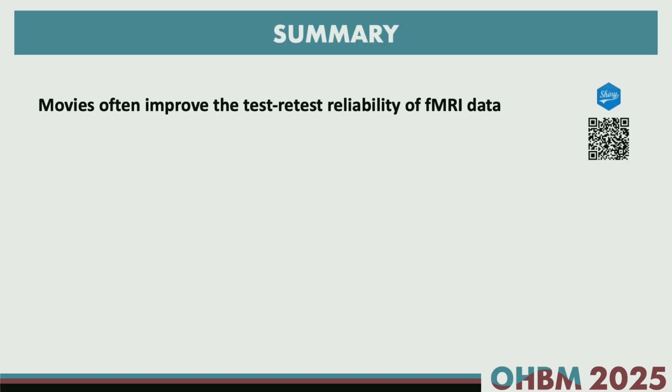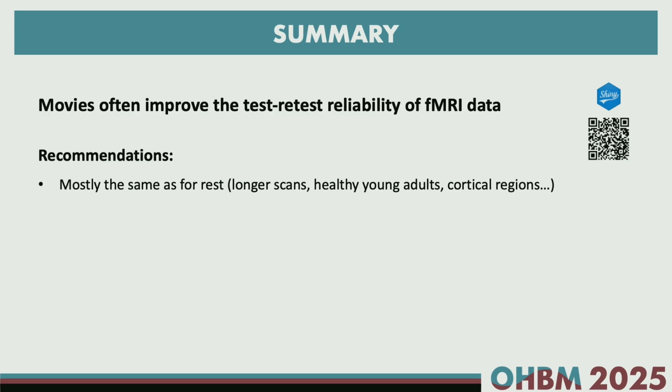So to summarize here, overall the data show that naturalistic conditions often improve the reliability of fMRI data relative to rest, but we still have many unanswered questions. I'm going to leave you with a few recommendations. First of all, most of the recommendations for improving reliability are the same for movie watching as they are for rest. So if you can collect longer scans, that'll improve the reliability. Healthy young adults will have better reliability, and cortical regions, etc.